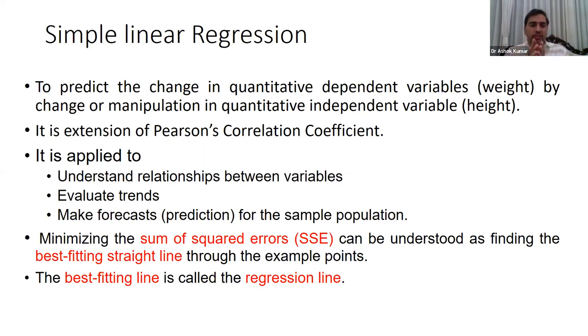It means regression is a line in a scatter plot, and this is the best fit line. Nearby this line, around this line, there are actual data or observations. When we calculate their differences, square them, and add them, the sum is minimum. It is called the best fitting straight line, and the best fitting straight line is called the regression line.